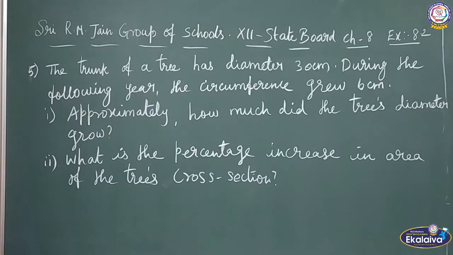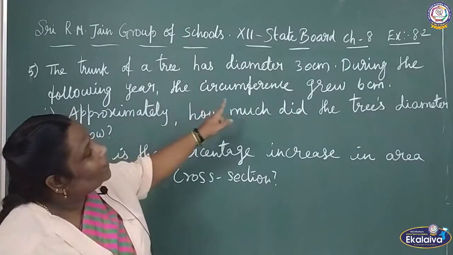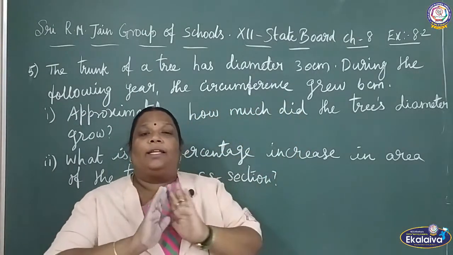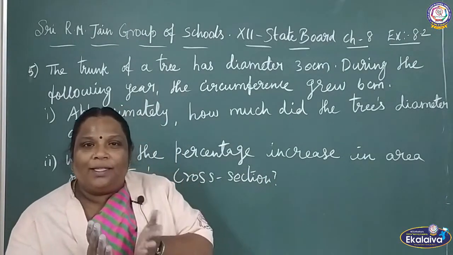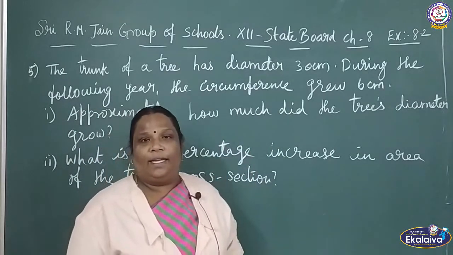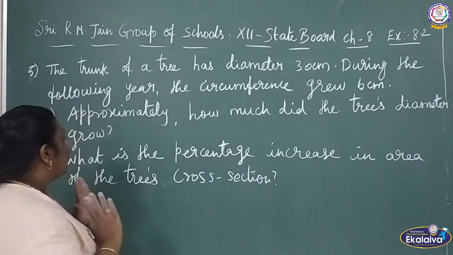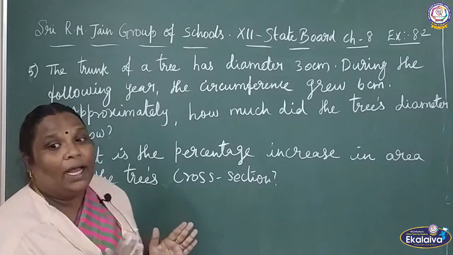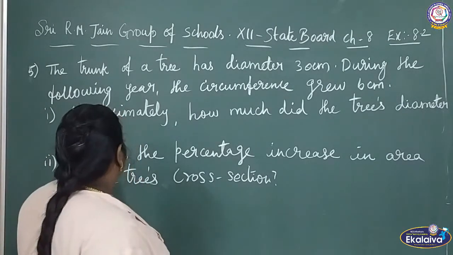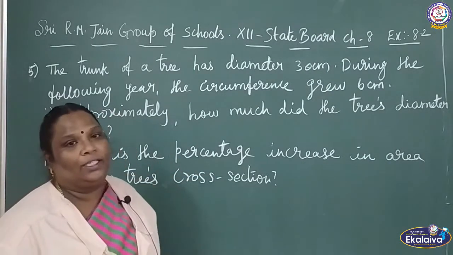See, a trunk of a tree has a diameter of 30 centimeter. During the following year, the circumference grew. That is the rate of change. Grew means it is nothing but a rate of change taking place. It is 6 centimeter. Approximately how much did the tree's diameter grow? They are asking about the tree's diameter growth. Then what is the percentage increase in area of the tree's cross section?